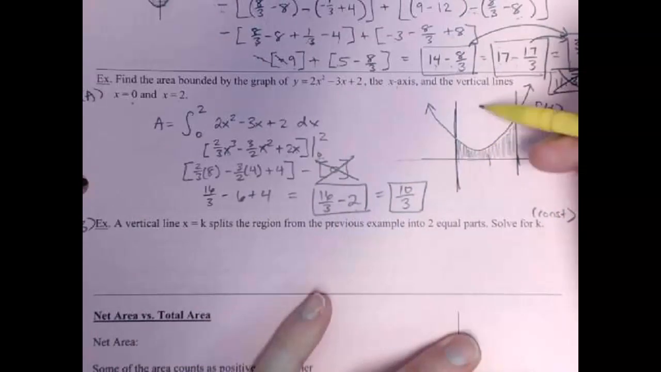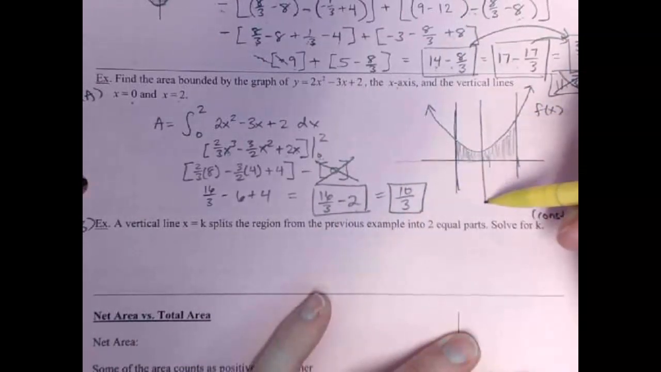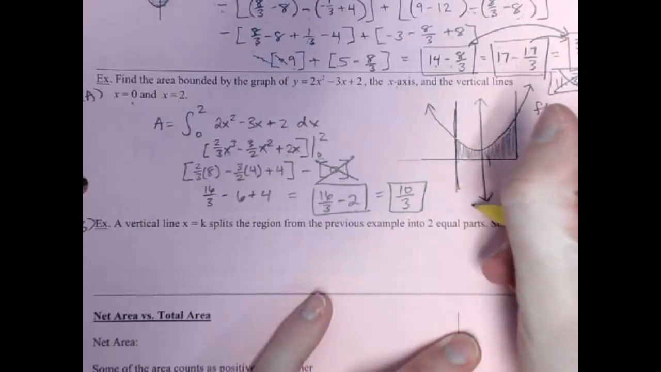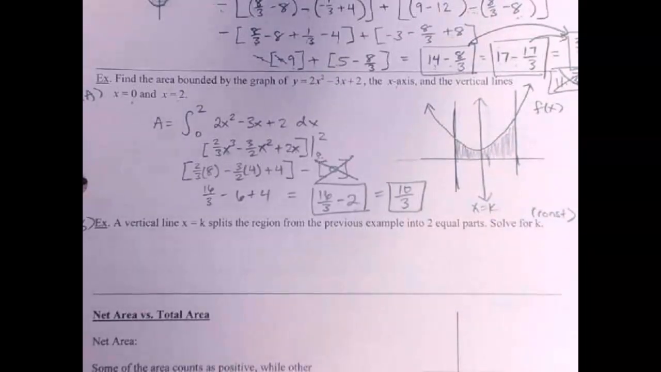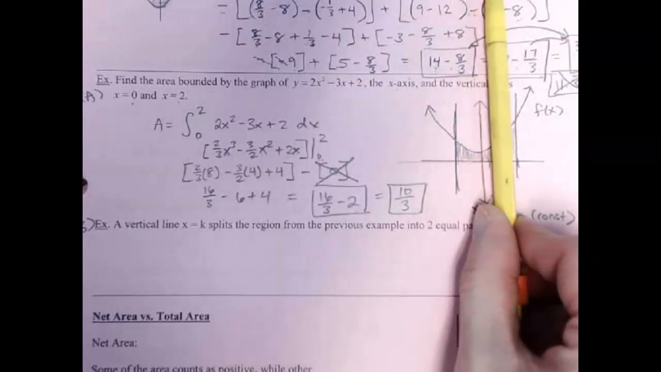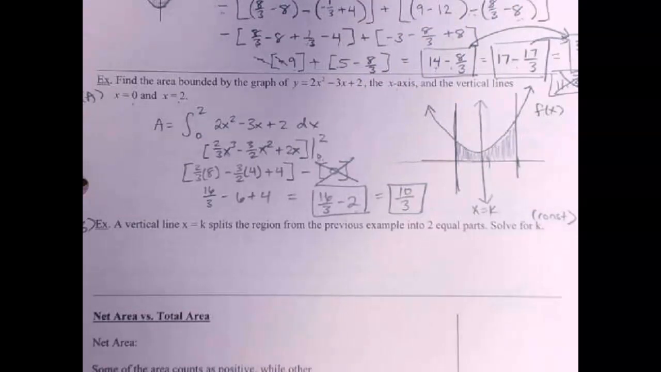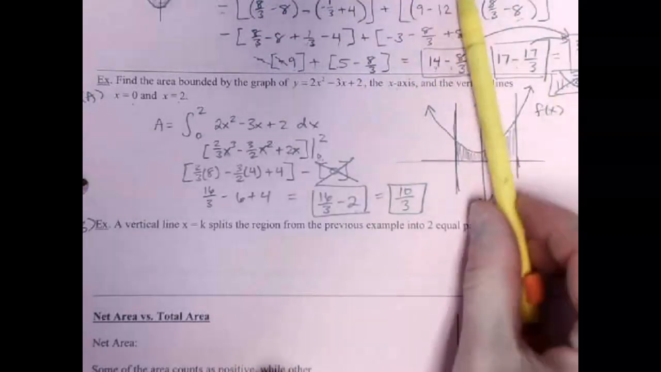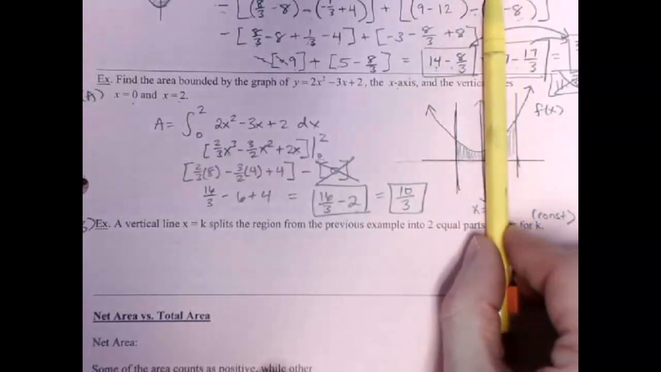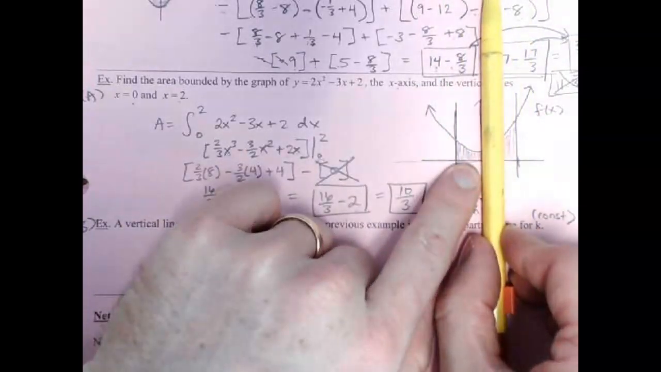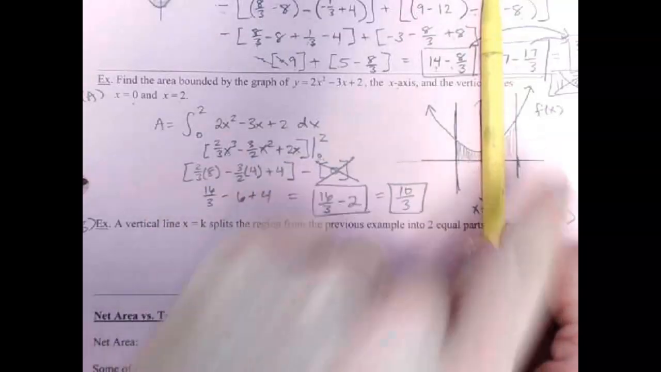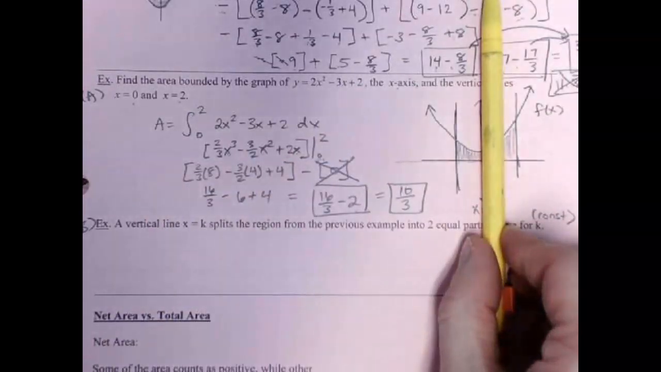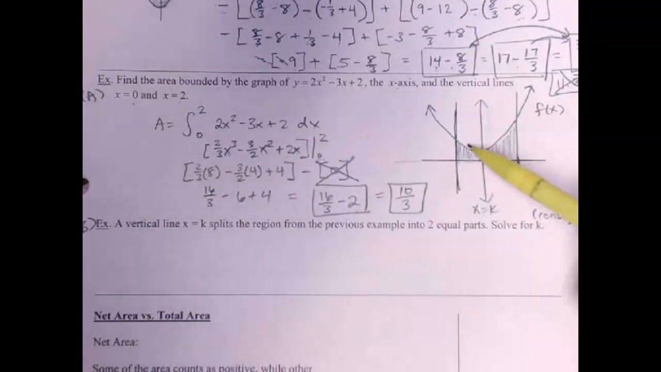So we're trying to figure out where this k value is going to be. Here's x equals k. It may be to the left of 1, it may be slightly to the right of 1. I don't really know for sure. But we're going to figure out where that vertical line is going to be placed so that the area to the left and the area to the right match. Splitting it in 2 equal parts means that the left area is going to equal the right area.